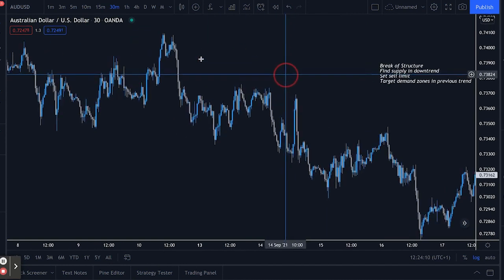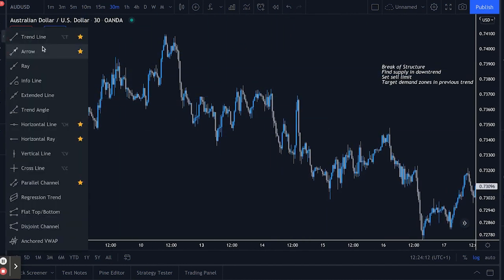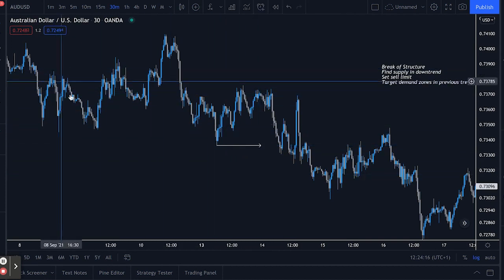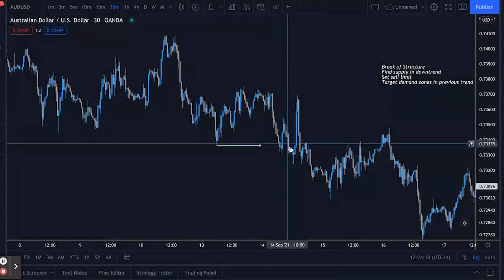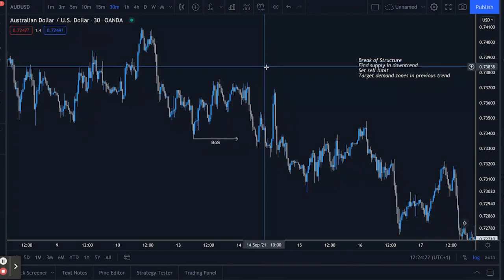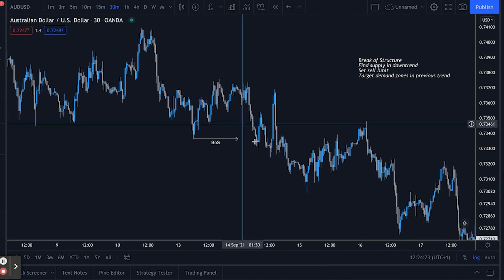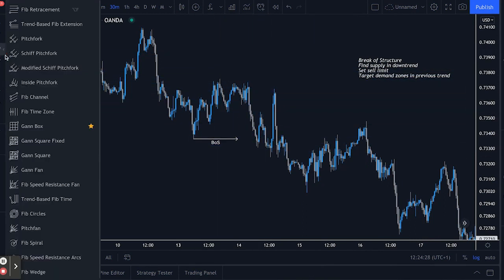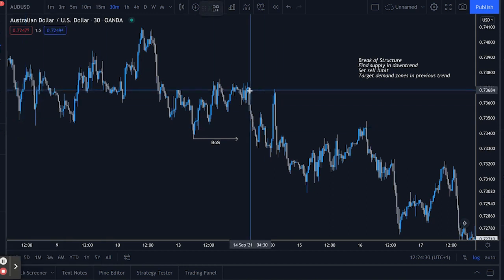So if we scale back to here then, let's have a look at this initial setup. Well, first of all, we can see at this point a break of structure, and we can see we're clearly in a downtrend. So this is our break of structure. So we can mark that out. Then we can find the supply zone in the downtrend. So the supply zone that broke the structure was indeed this one at the top of this move.